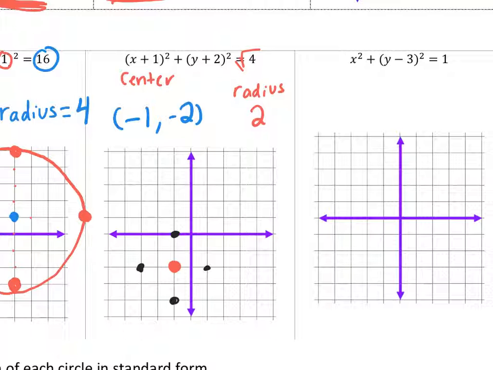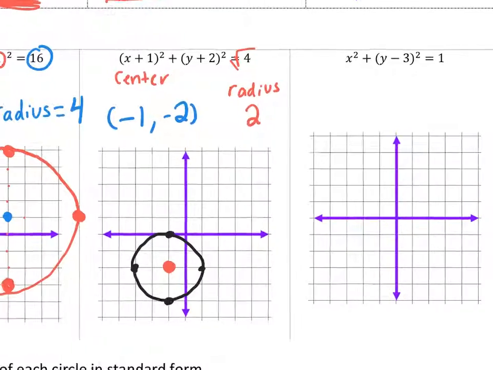And then we draw the best circle we can. Which is the best I can do. Aldo, did you get this one down? Yeah. Sure you did. Okay.